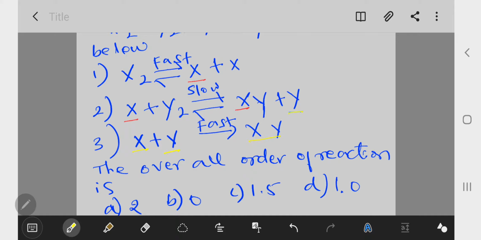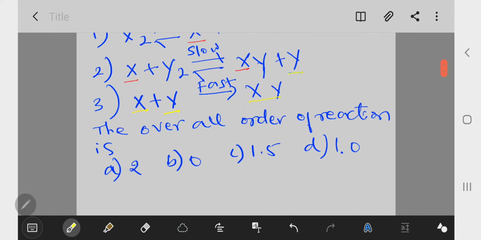Now they have asked us to calculate the overall order of the reaction. We have to find out the overall order of the reaction. The options mentioned are 2, 0, 1.5 and 1.0.